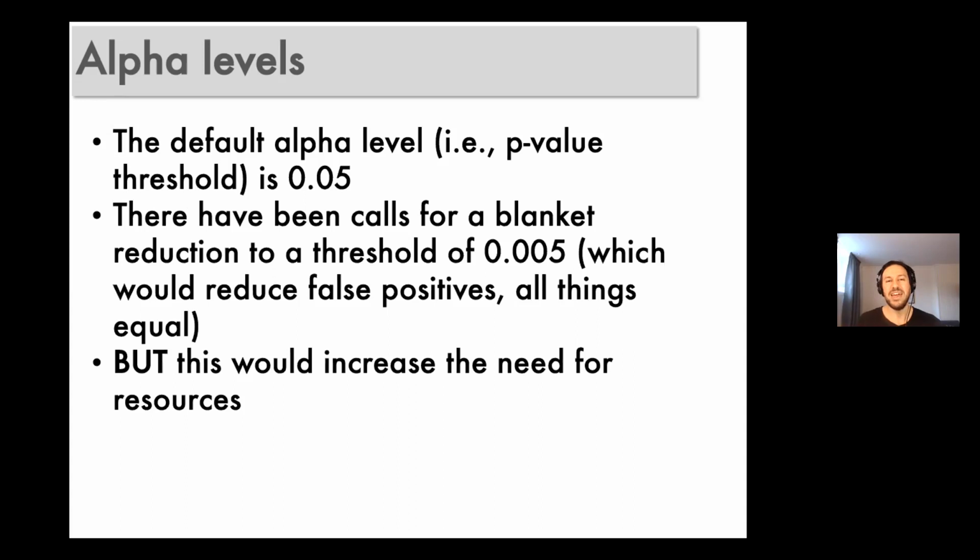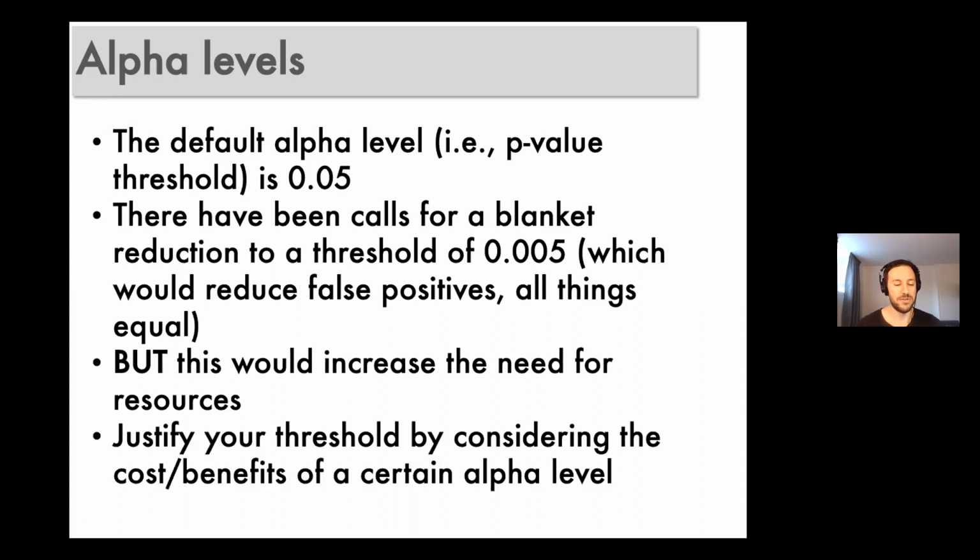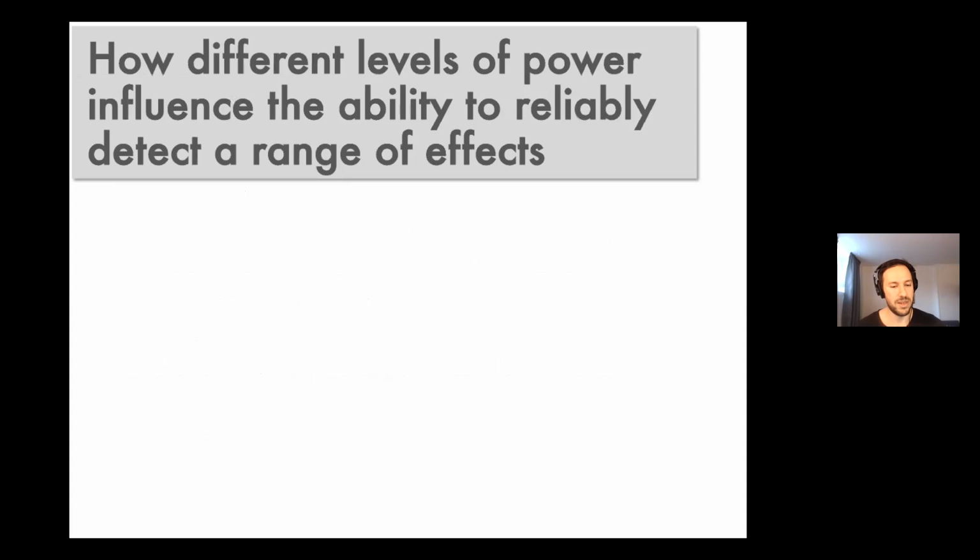Like I said before, in some cases, it's very difficult to recruit some clinical populations, for instance, or things are very expensive. So you have to weigh up these things and not think mindlessly that these are the thresholds I'm going to be using, but think about the resources and what you're happy with when it comes to the risk of false positives and the risk of false negatives. So you have to justify your thresholds by considering the cost and benefit of these certain alpha levels.